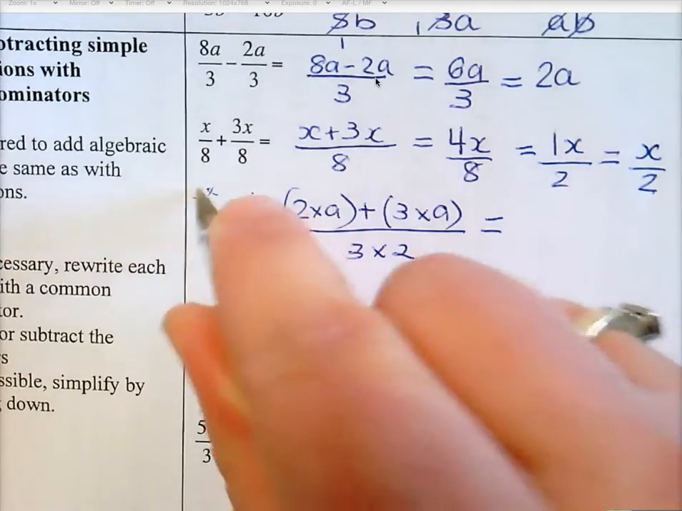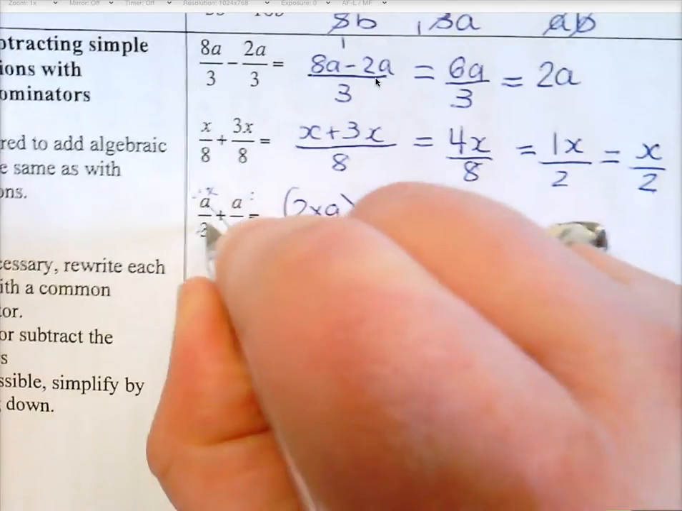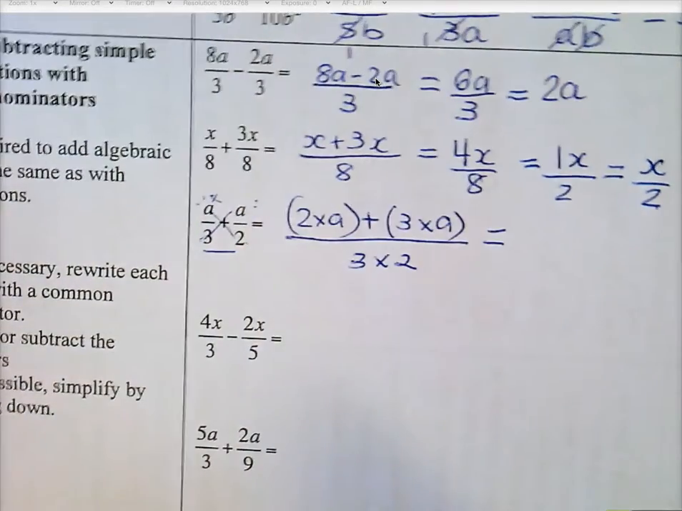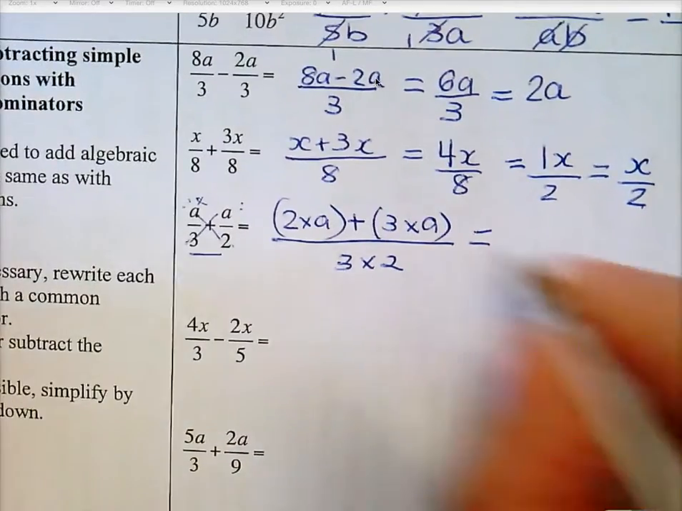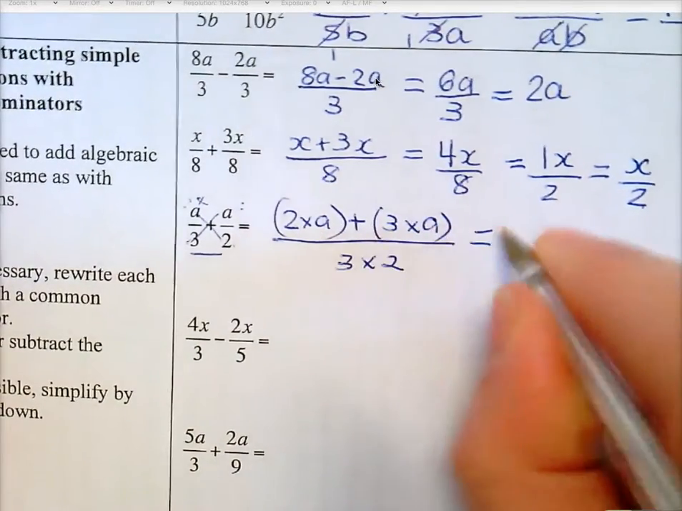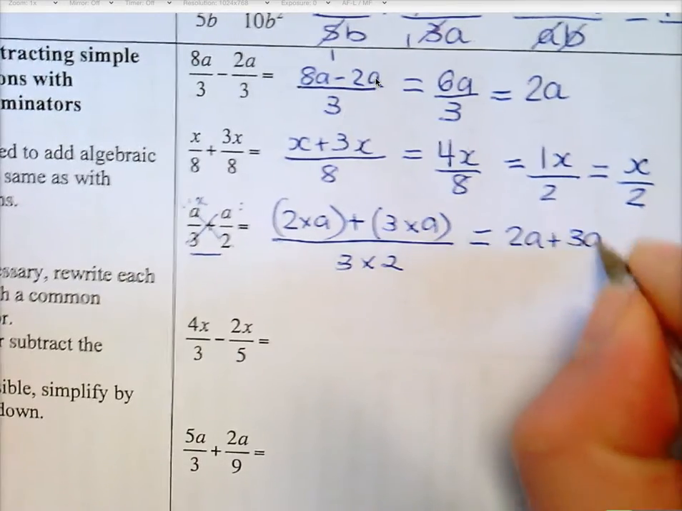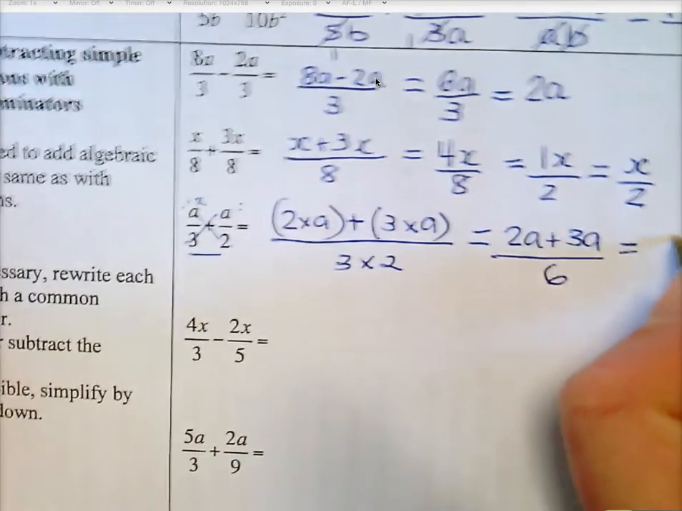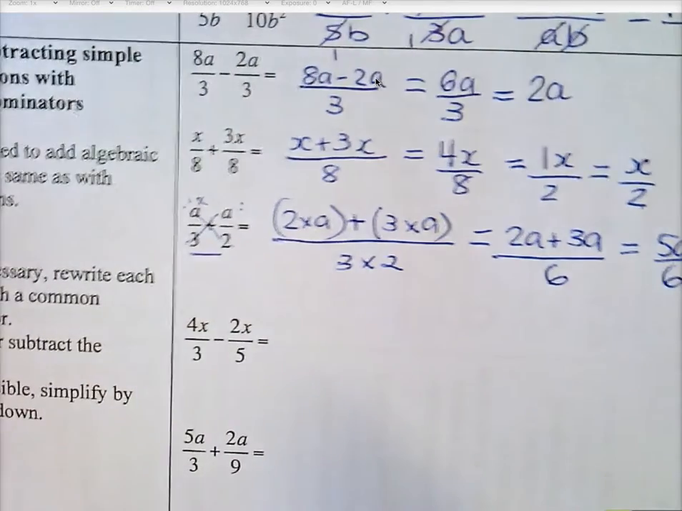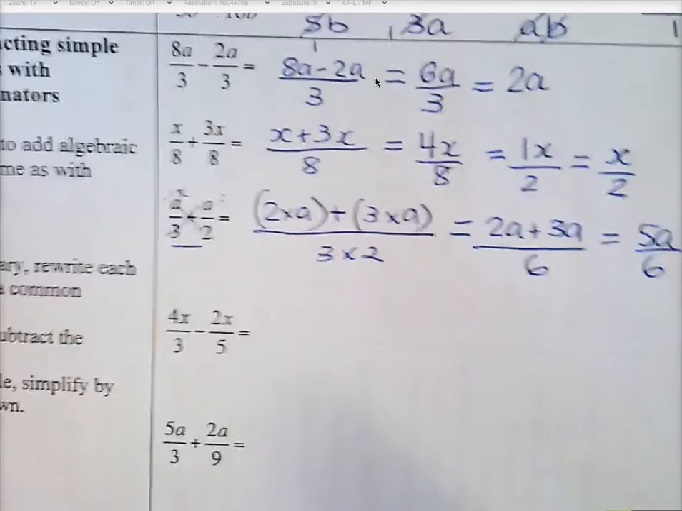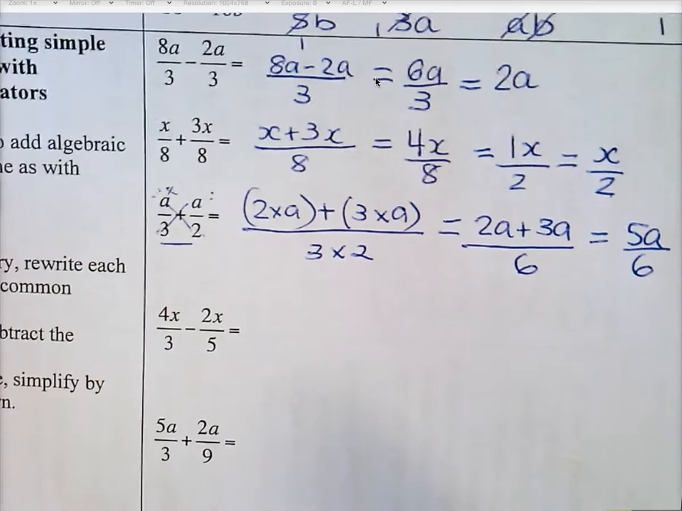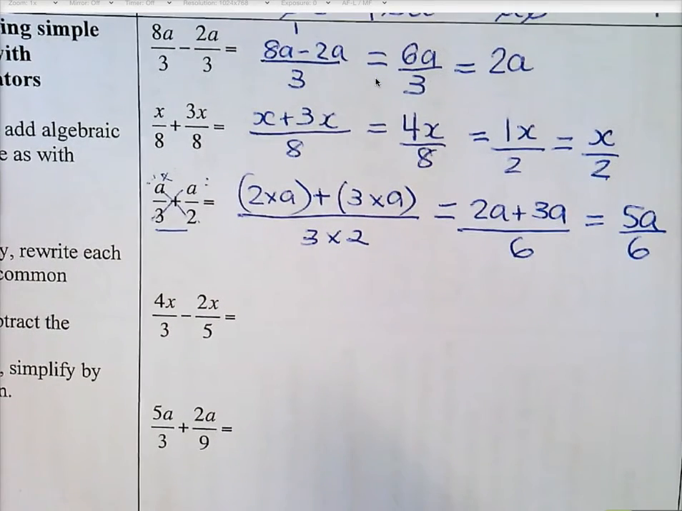So what's 2 times a? So I'm going that times that times that, and then I'll be doing that times that. What have I got? 2a plus 3a is what? 2a plus 3a over 6, which is 5a over 6. Girls, the reason I'm trying to get you to do this, it's going to be a lot quicker when you get to do complicated ones, a lot quicker.